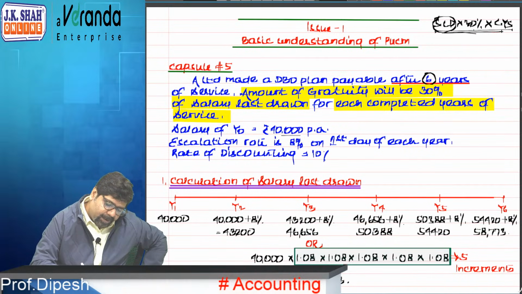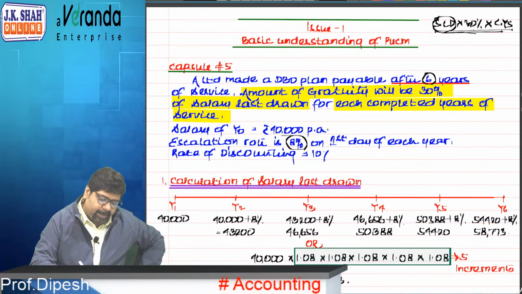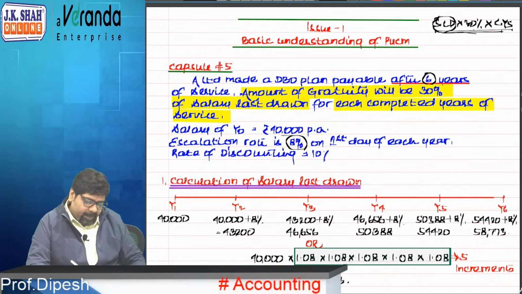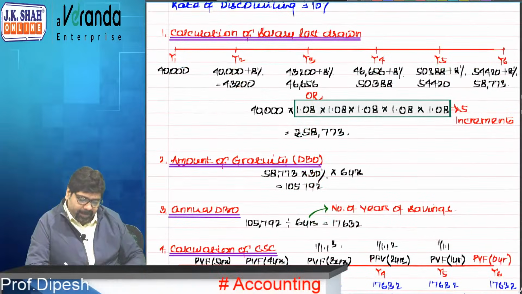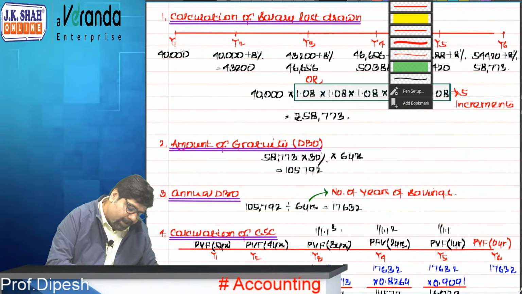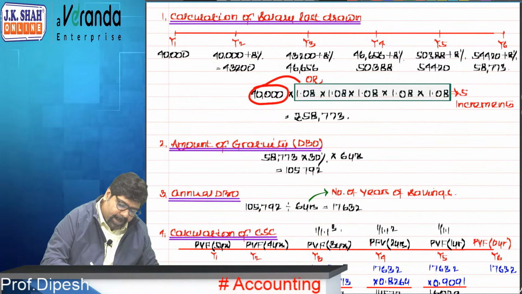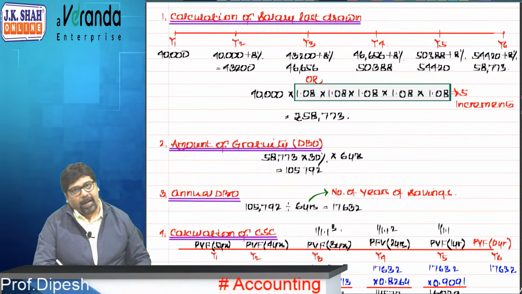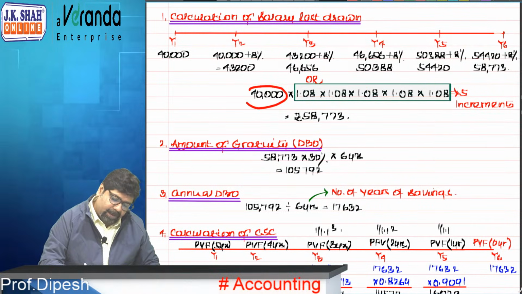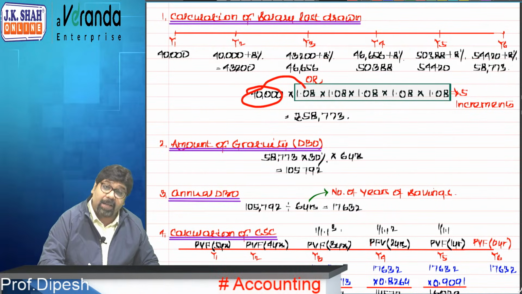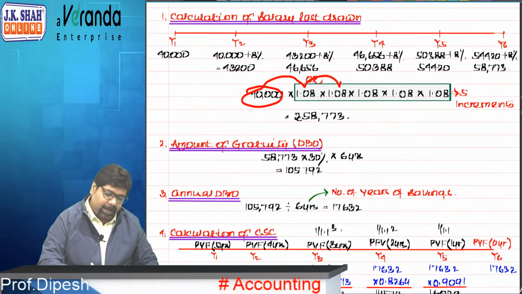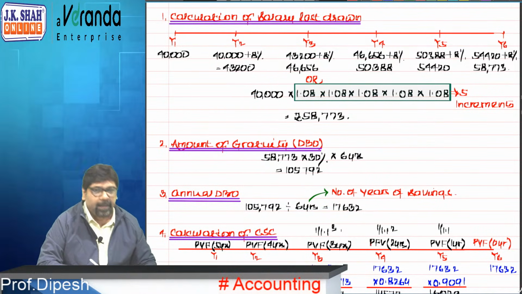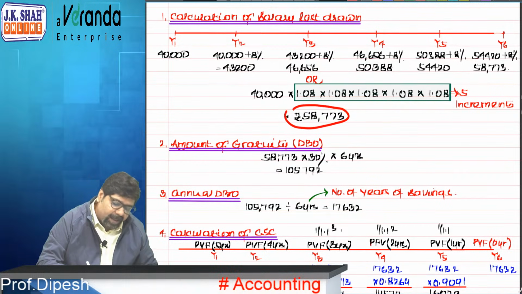So, first I will calculate salary last drawn. Salary today is 40,000. Escalation rate is 8%. That means every year salary will increase by 8%. Rate of discounting is 10%. So, current year salary is 40,000. It will increase by 8% in the second year, third year, fourth year, fifth year, sixth year. So 5 times it will increase in 6 years. So this is the salary last drawn.